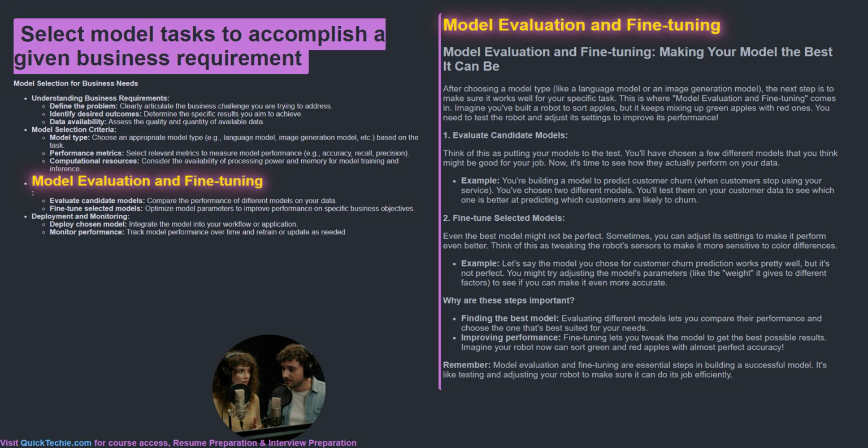Why are these steps important? Finding the best model: evaluating different models lets you compare their performance and choose the one that's best suited for your needs. Improving performance: fine-tuning lets you tweak the model to get the best possible results. Imagine your robot now can sort green and red apples with almost perfect accuracy. Remember, model evaluation and fine-tuning are essential steps in building a successful model. It's like testing and adjusting your robot to make sure it can do its job efficiently.